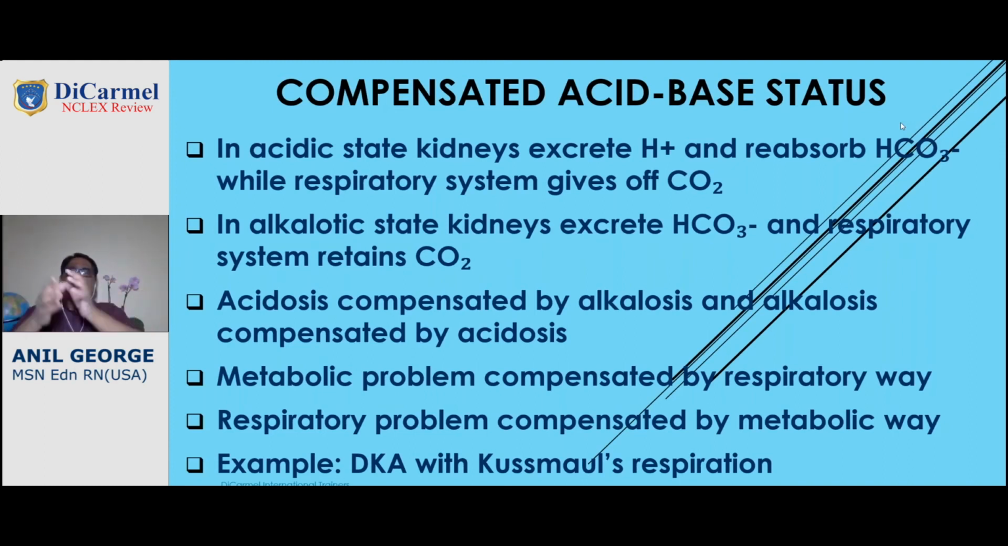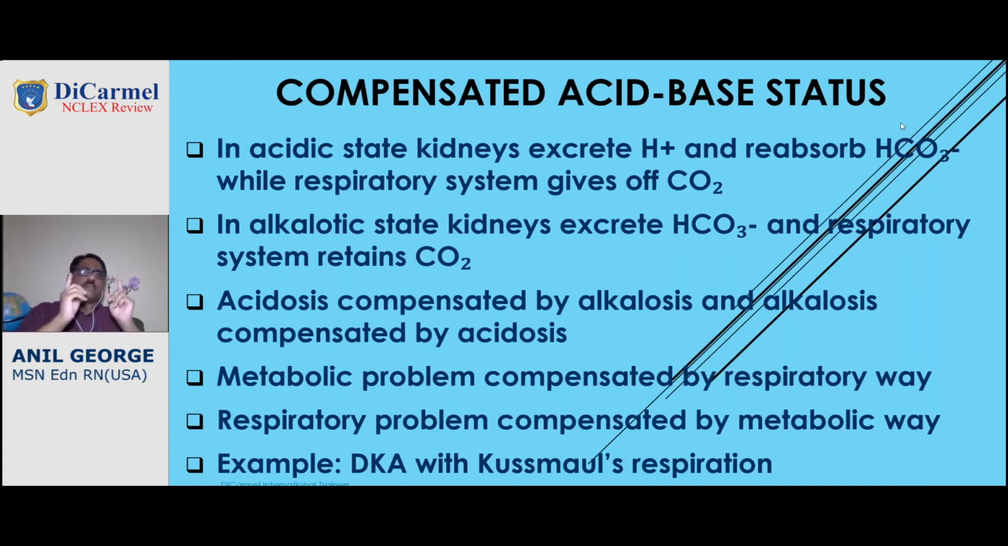You getting the point? So acidosis is corrected by alkalosis, and the metabolic problem corrected by respiratory, and vice versa. So the same example I'll refer back. DKA is a metabolic acidotic state, and to resolve the problem, what is happening? The lungs try to expel the carbon dioxide. So the acidotic state is happening because of a metabolic dysfunction. Now the respiratory system is trying to compensate by expelling the carbon dioxide.